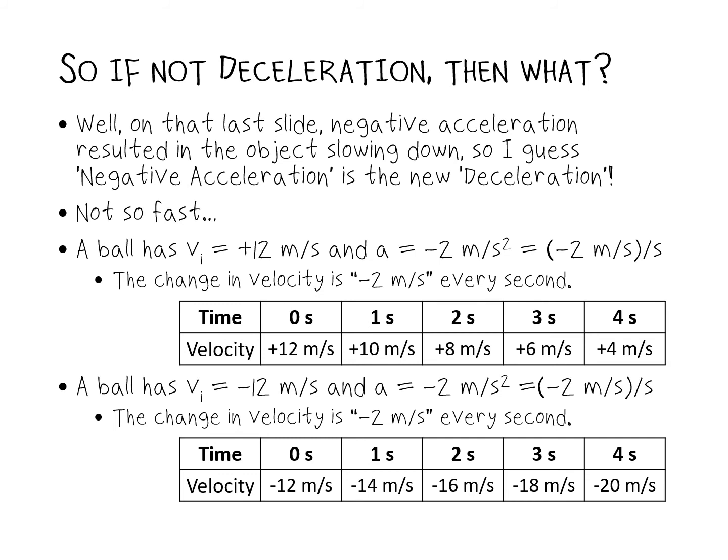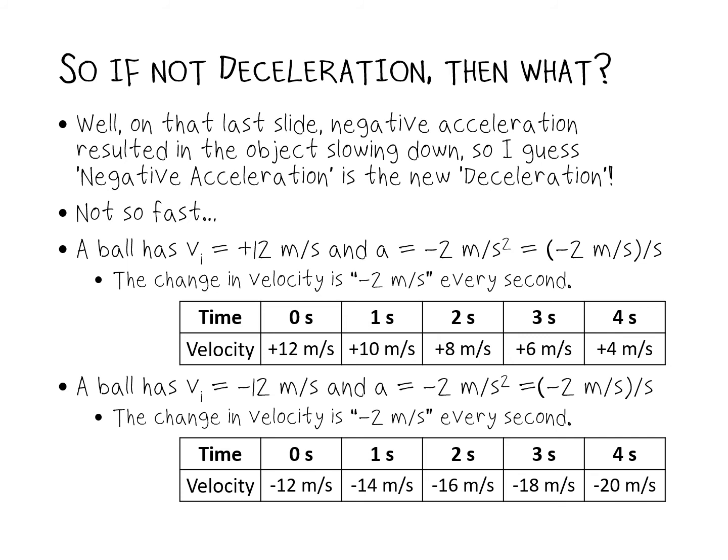Adding a negative 2 to 12 is basically subtracting 2 from it, so you go from positive 12 to positive 10. Adding a negative 2 to negative 12 makes it a negative 14. You're making it more negative. So a negative 12 meters per second becomes a negative 14. Negative 14 becomes negative 16. That is a change of negative 2 meters per second every second.